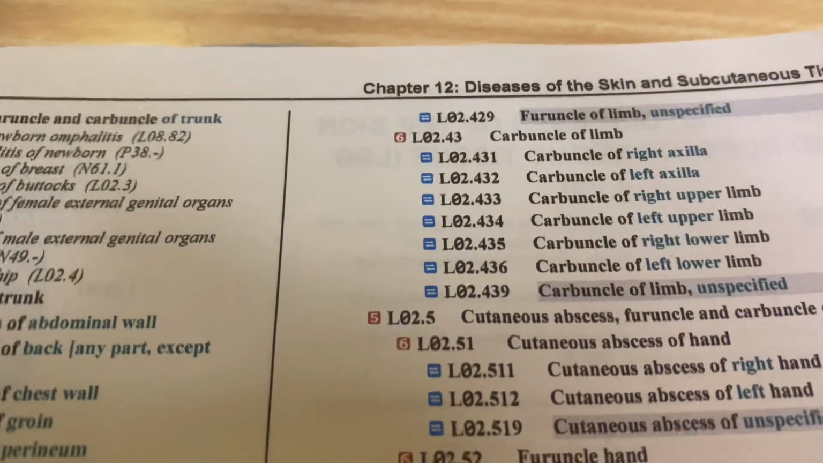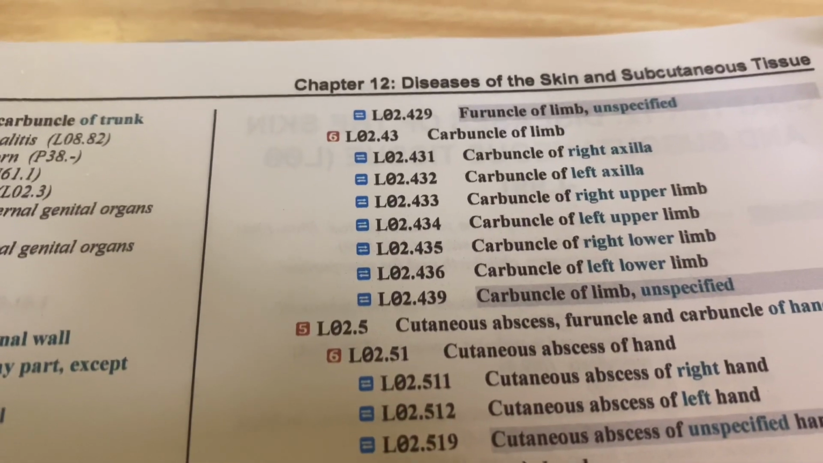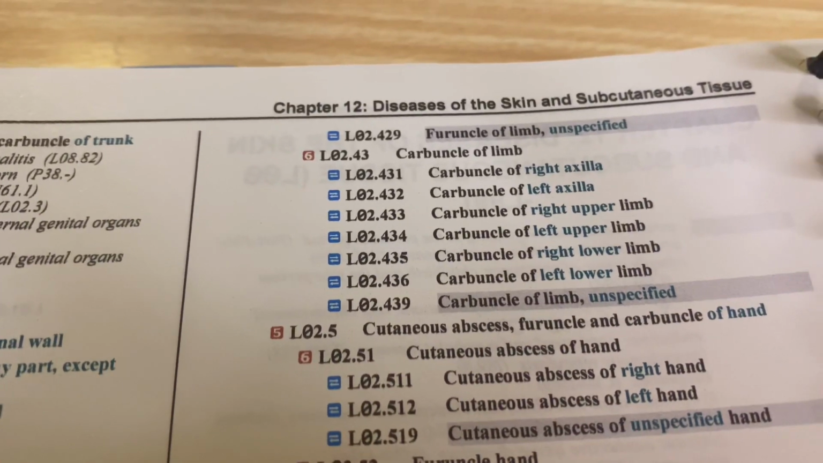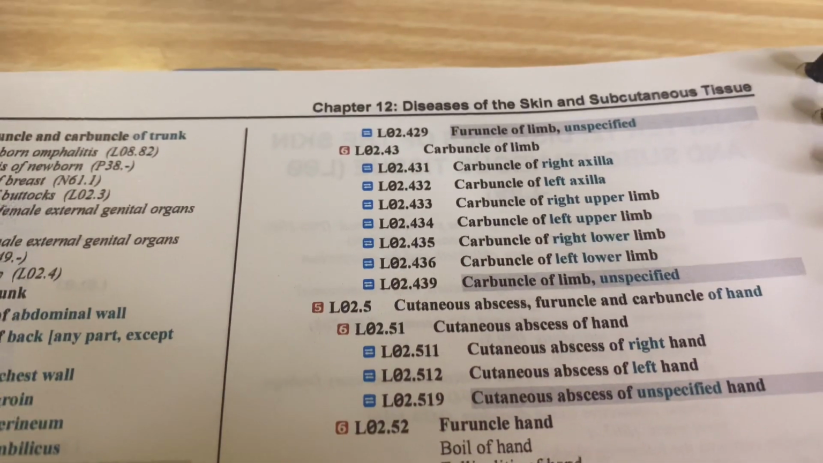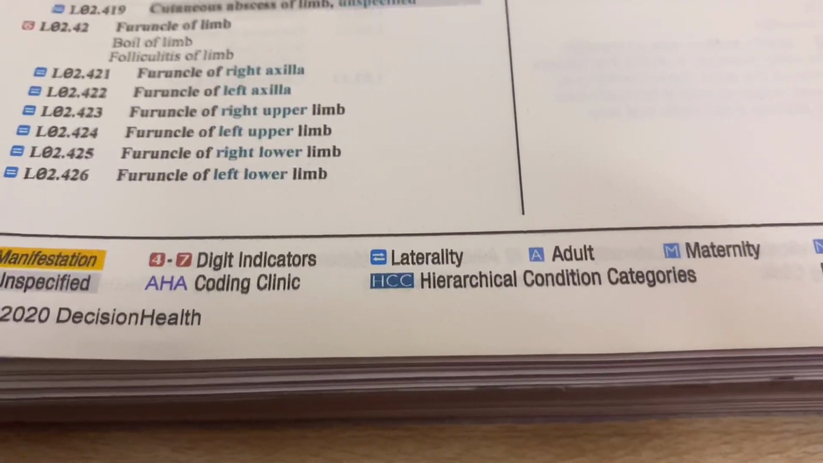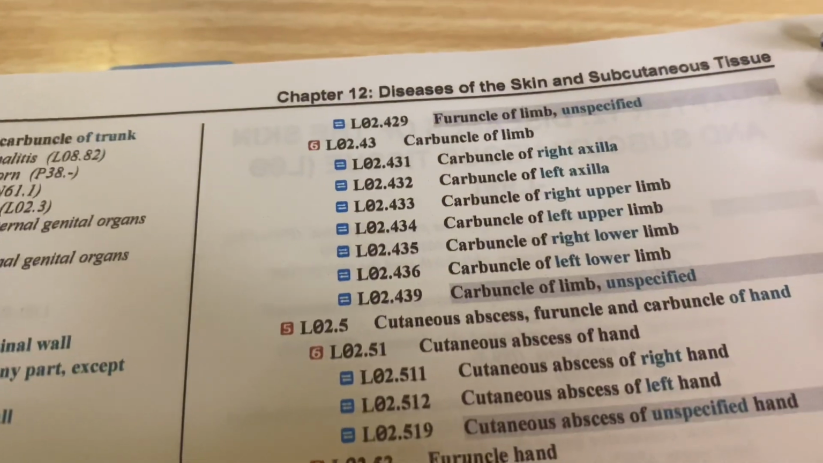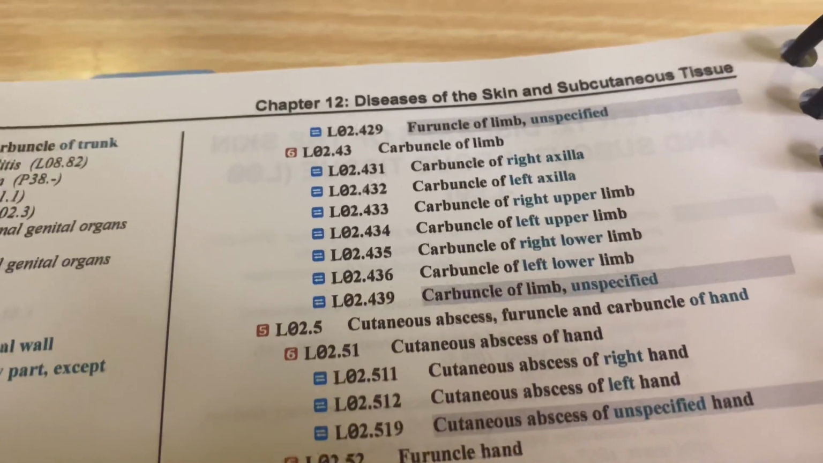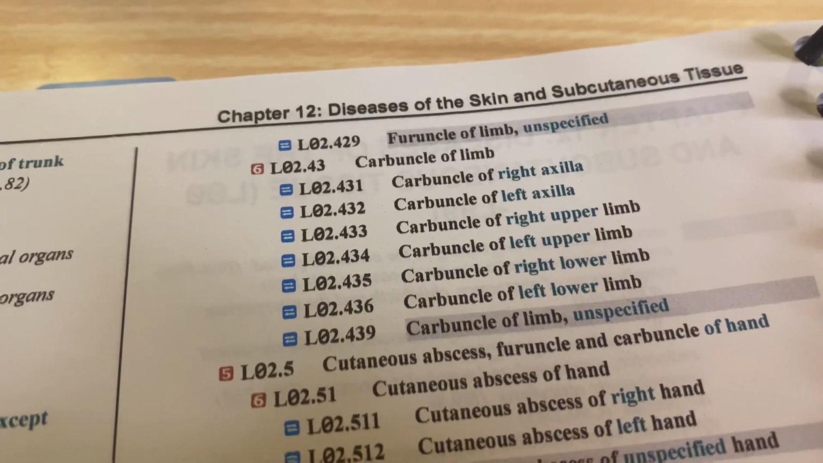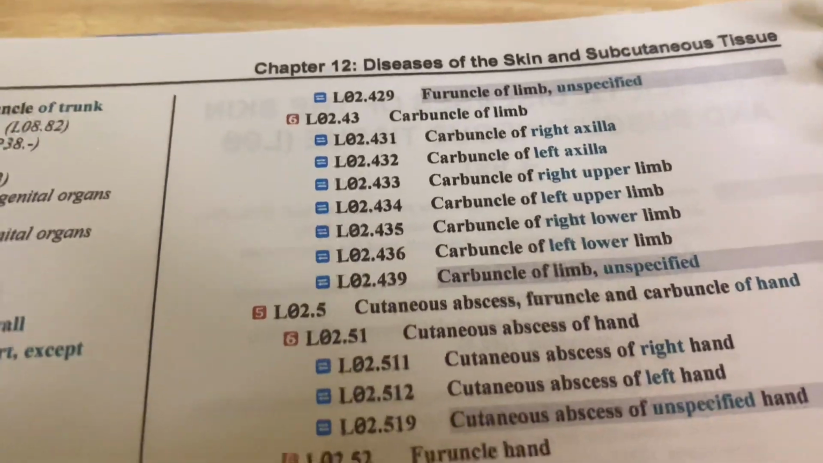Once you get over to the L02.43, you will find carbuncle of limb, L02.43, and then the 6th digit is what is going to give you the laterality. So down here at the bottom, you see these arrows going to the left and right. That means you need to be specific on if it's left or right, upper or lower, where is it located? And for ours, it is going to be the left axilla. So L02.432 is going to be our code.